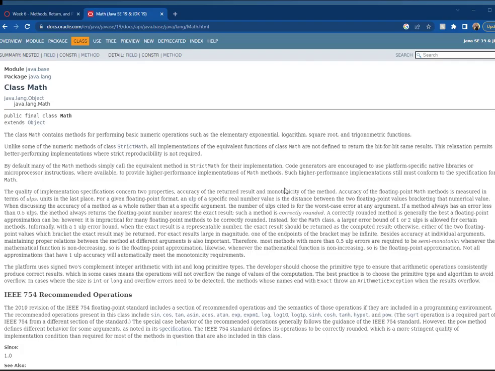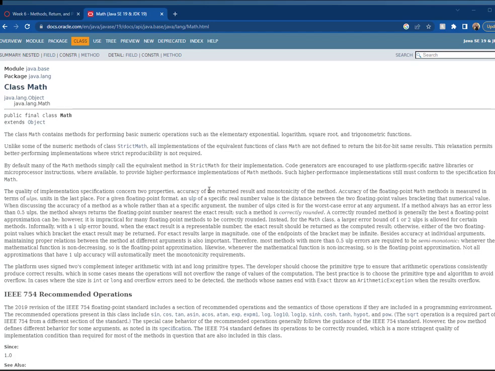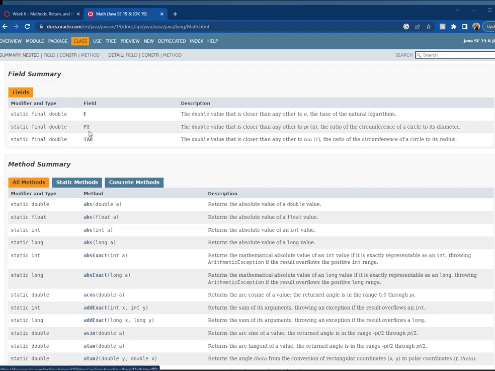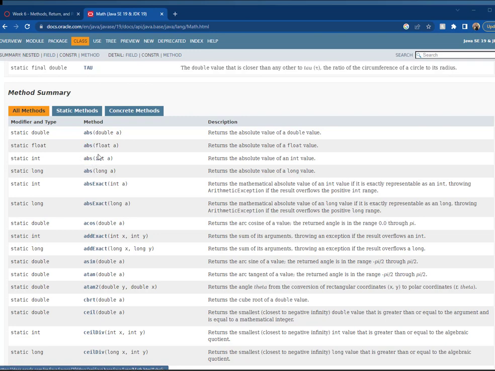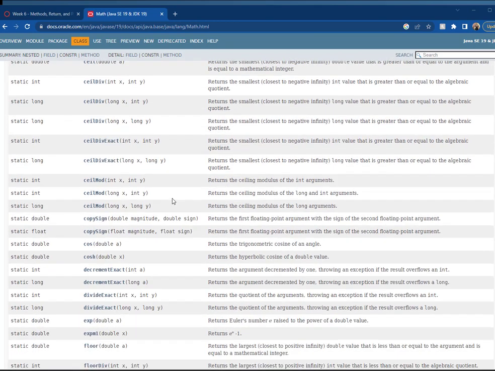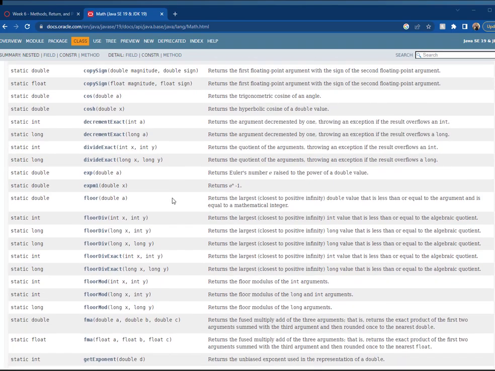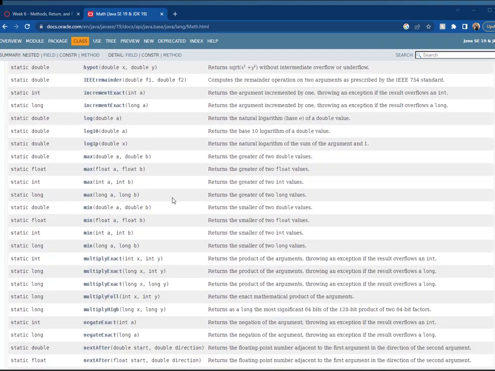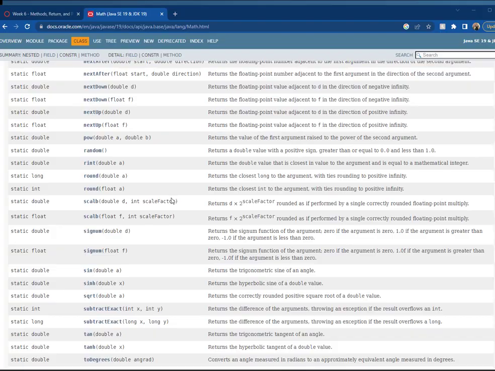This is the web page from Oracle for the documentation for the Math class. Here are those constants. Here's the absolute value. Notice it comes 4 times, so it is an overloaded method. And there's many, many more methods than what is described in the textbook.